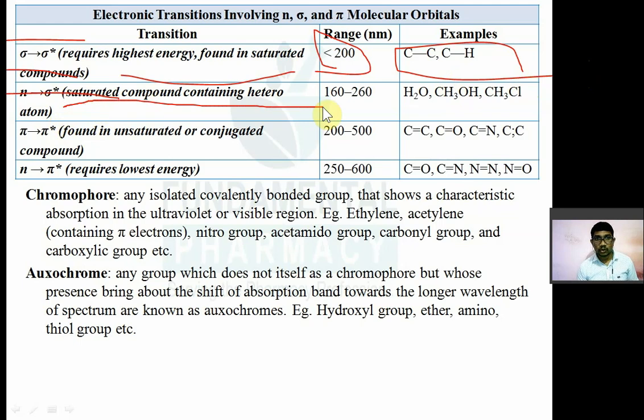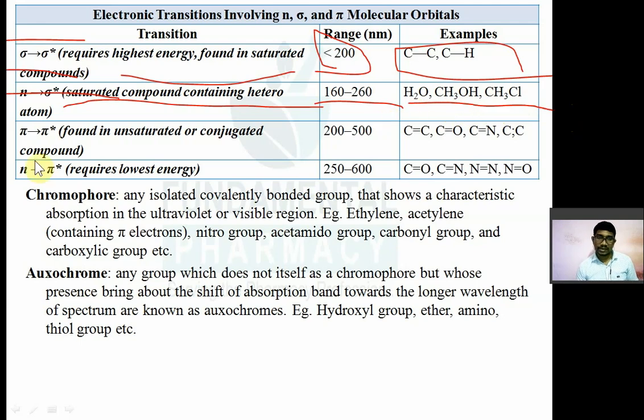Like CH3CH2OH. In that you will find this n to sigma star transition. It is observed in the wavelength range of 160 to 260 nanometer. For example, water (H2O), methanol, then methyl chloride. So they will give you n to sigma star transition.